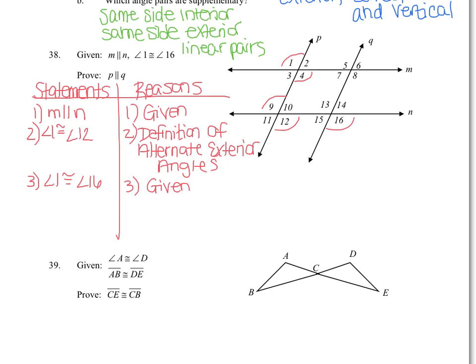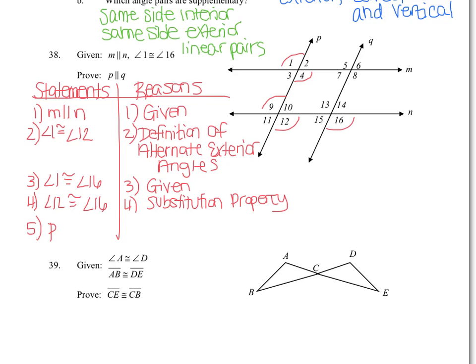Finally, what I notice is if angle 1 is congruent to angle 12 and angle 1 is congruent to angle 16, then angle 12 must be congruent to angle 16. And my reason for that is the substitution property, or you could say the transitive property. Either one works. So if I have now proven that angle 12 is congruent to angle 16, and these are corresponding angles, then what we know is that if two lines are cut by a transversal so that their corresponding angles are congruent, then the lines must be parallel.